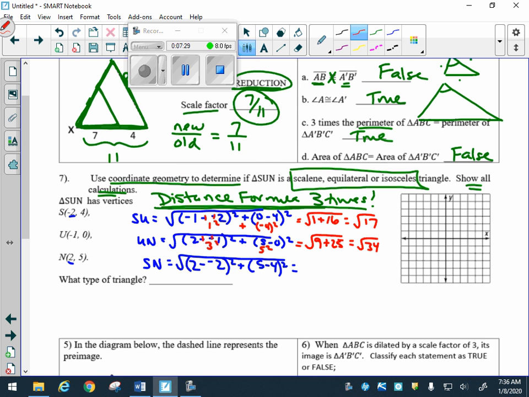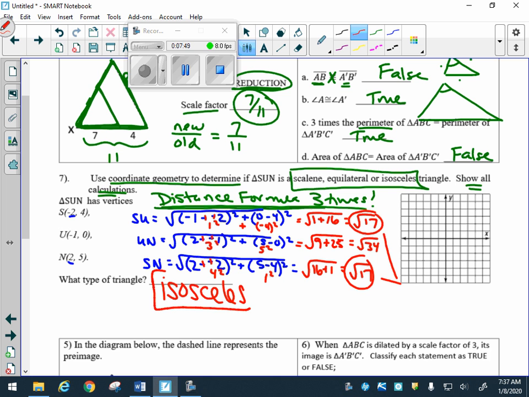For SN, 2 minus a negative is plus a positive again. So that's 4 squared. 5 minus 4 is 1 squared. Again, we have 16 plus 1, square root of 17. So these two turn out the same, which means two sides are the same, so we would call this isosceles. So use the lengths of sides to determine scalene, equilateral, isosceles.